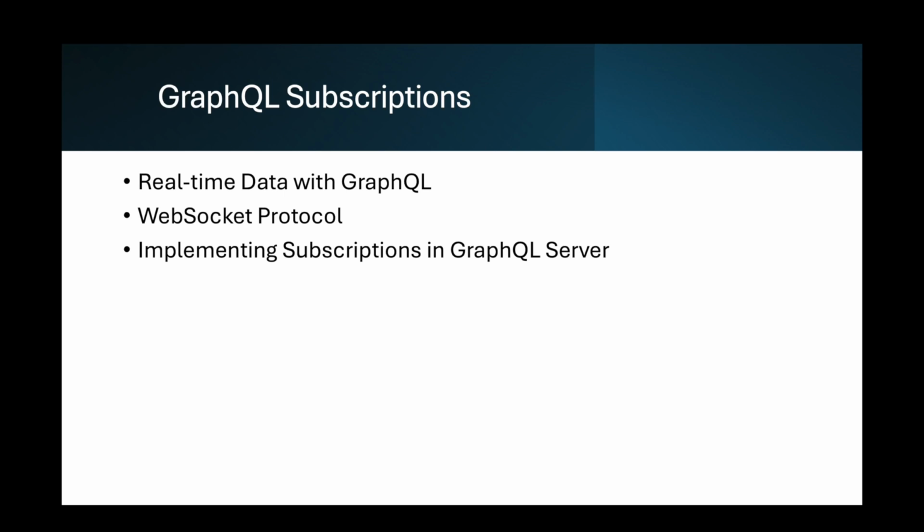Now let's look at how implementing subscriptions in a GraphQL server works. To implement subscriptions in a GraphQL server, you need to use a server implementation that supports subscriptions, such as Apollo Server or GraphQL Yoga. Additionally, you need to define the subscription event and the resolver functions in the GraphQL schema and server code. For example, you might define a subscription event for newPost and implement a resolver function to handle the subscription logic, such as listening for new posts and publishing updates to subscribed clients.